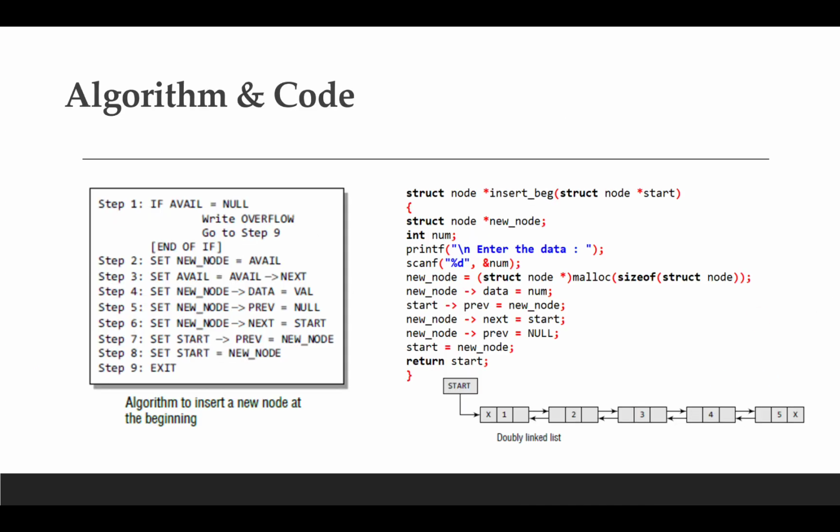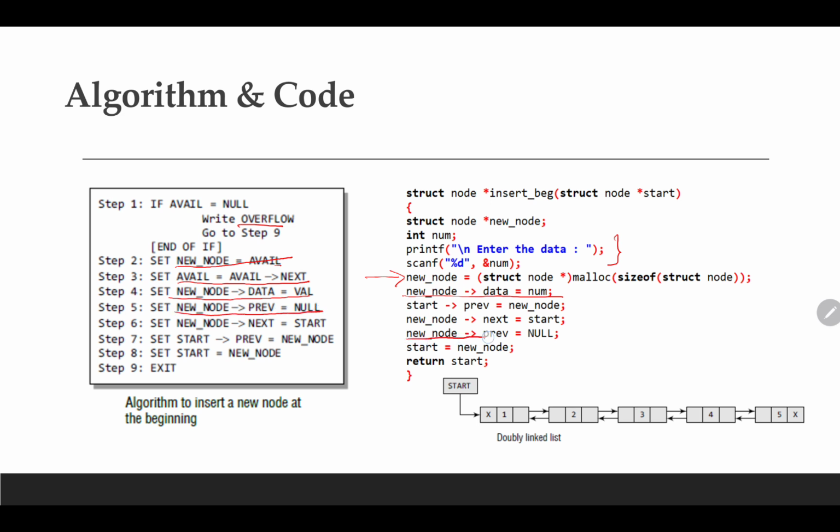And this is the algorithm. As we are doing the insertion, we have to check the overflow condition. Then we are creating the new node. Then we are allocating the memory space for the new node. And in the code also, by using the scanf statement, we are getting the value from the user. Then by using the malloc function, we are allocating the memory space for the new node. Then we are allocating the value for the new node. Then first we are assigning new node->previous is equal to null.